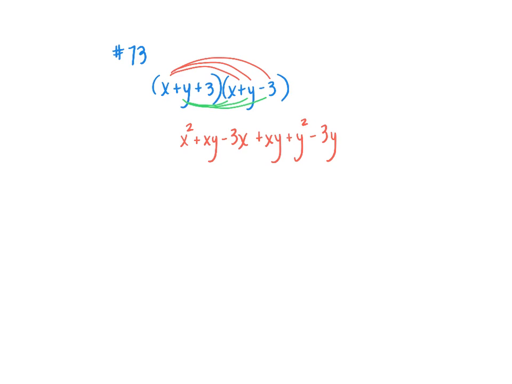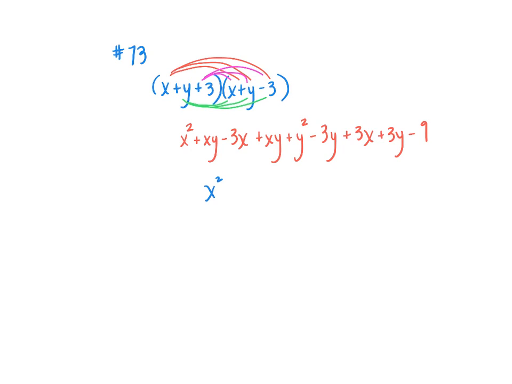And then the last thing that we need to do is distribute that positive 3 to everything in that second parentheses. So that would give us a positive 3x plus 3y minus 9. Now all we have left is really to combine like terms, and I'm going to go ahead and put it in standard form. So it looks like we only have an x squared.